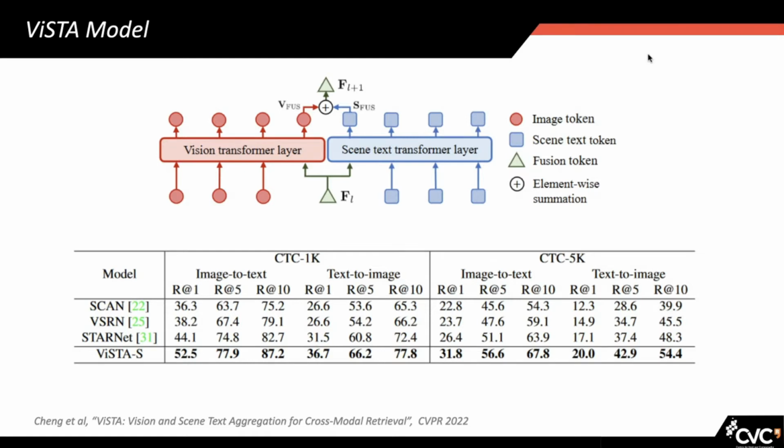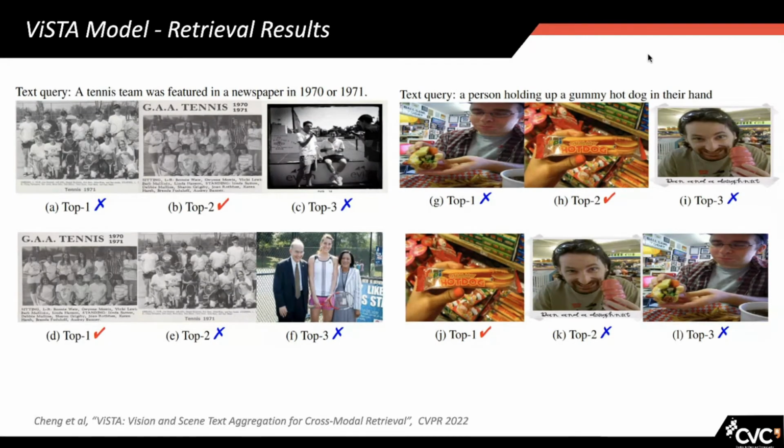And as we can see, this model at the end achieves state of the art on this specific task. It's quite interesting how they model this fusion scheme. Now I'm showing some retrieval results. In this case, you have a text query. So basically, the whole task is, given a caption, you have to retrieve the most relevant images, and the other way around.